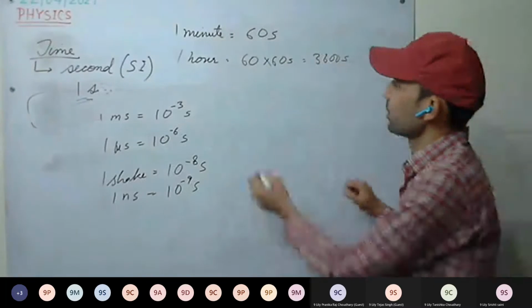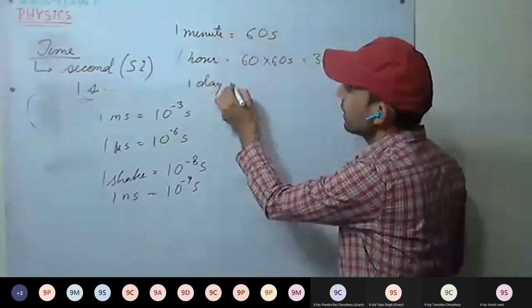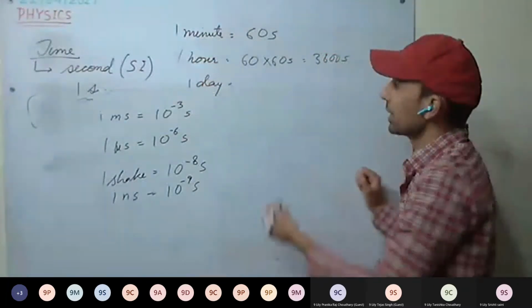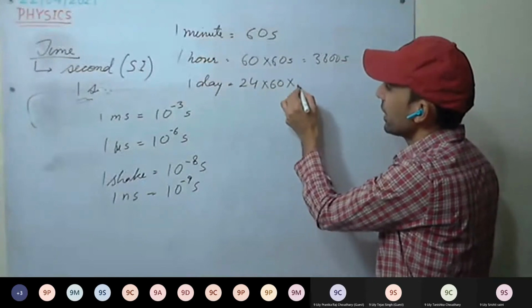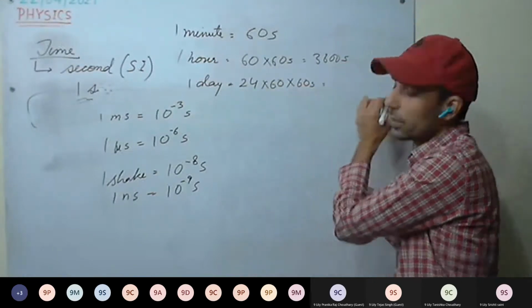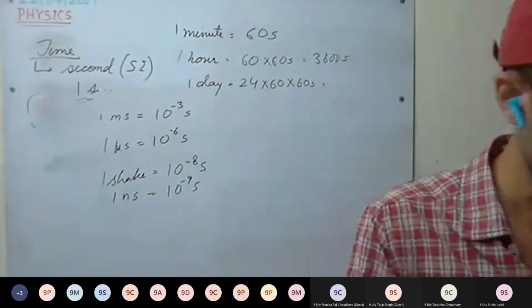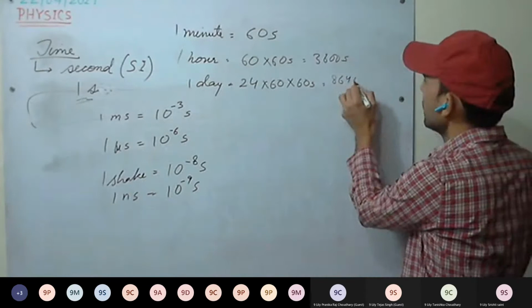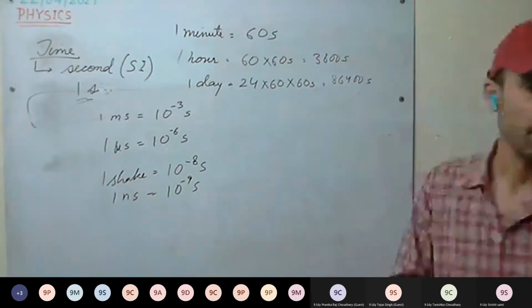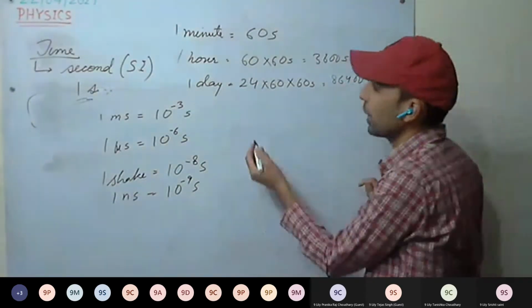Or a day. These are bigger units of time. Day, 24 hours. In each hour, 60 minutes. In each minute, 60 seconds. How much does it come to be? 86400 seconds. After day, a bigger unit is month.